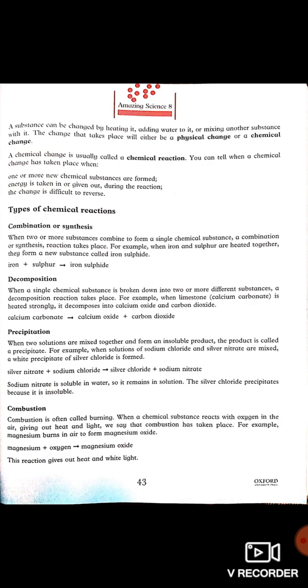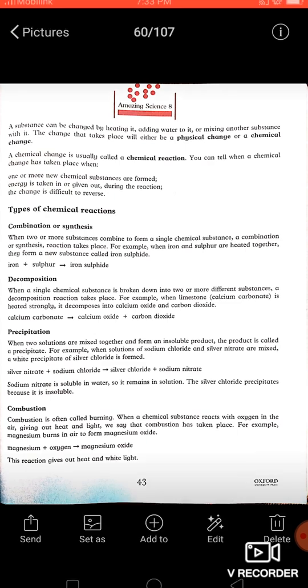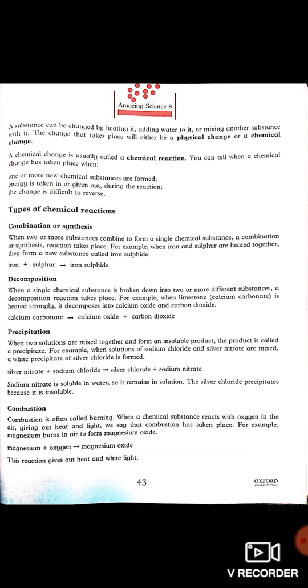Types of chemical reaction: combination or synthesis. When two or more substances combine to form a single chemical substance, a combination or synthesis reaction takes place. For example, when iron and sulfur are heated, they form a new substance called iron sulfide. Decomposition: when a single chemical substance is broken down into two or more different substances, it is called decomposition.